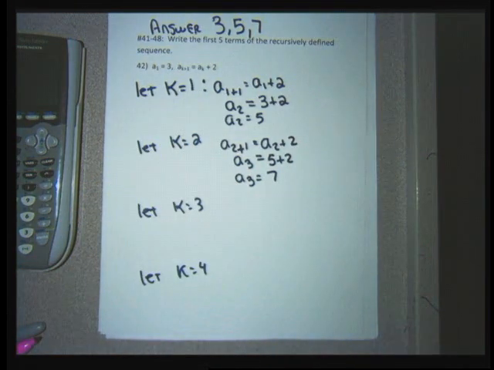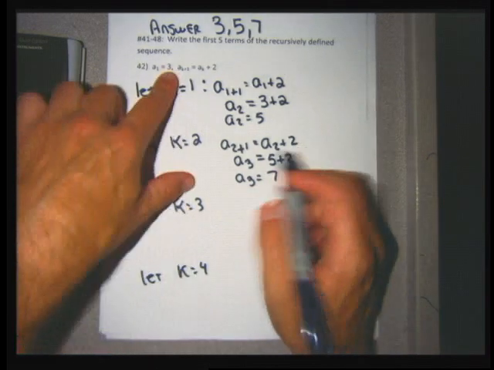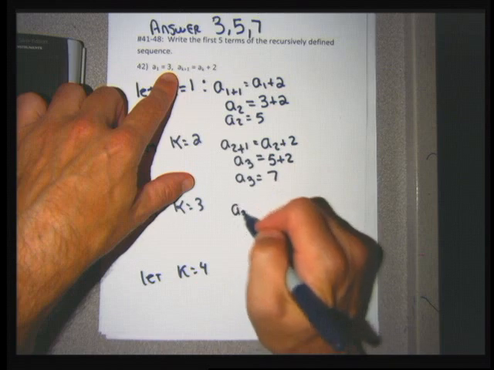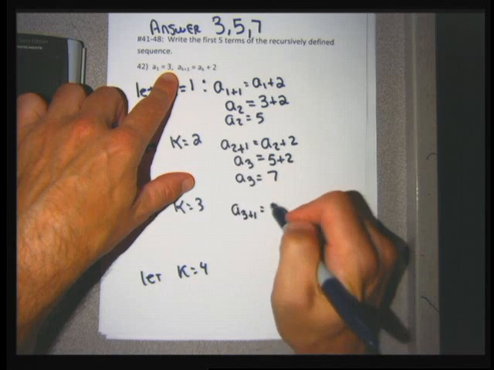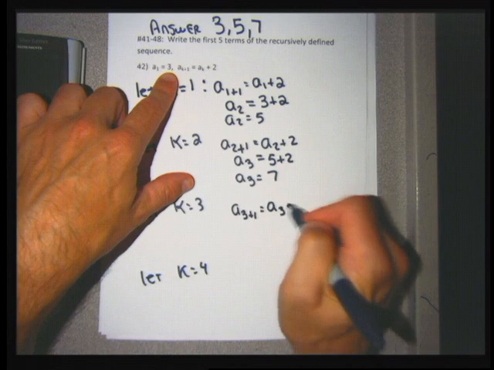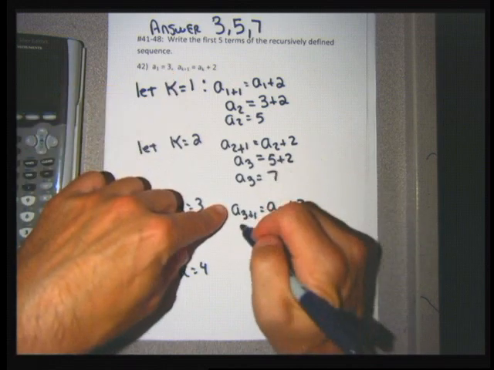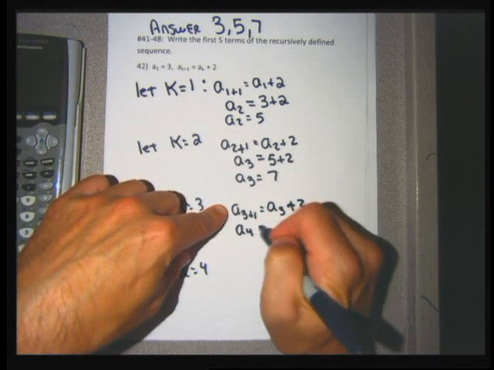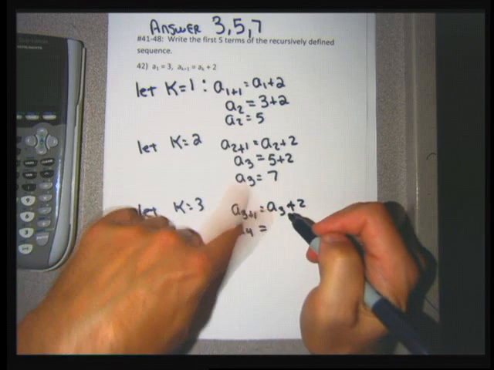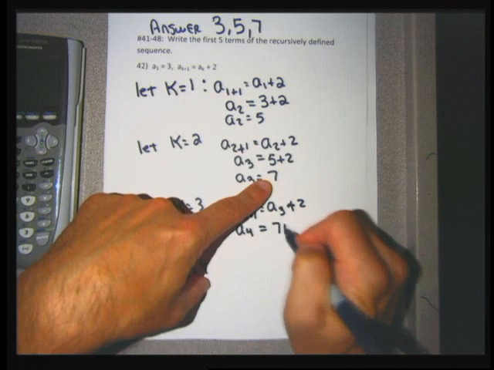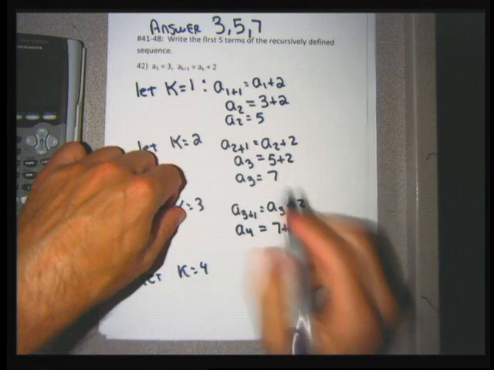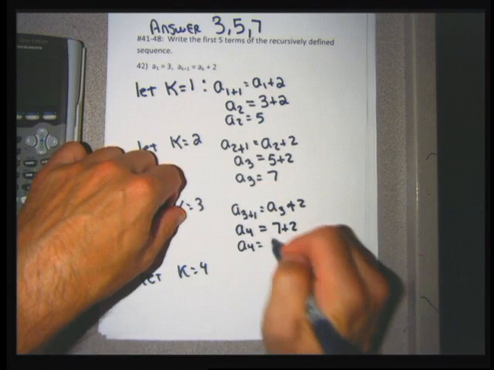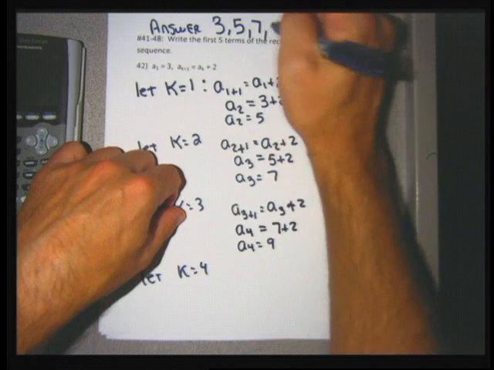I probably could write the next two down now without even doing the work because I start to see a pattern, but I'll pretend I don't see that. The next thing I'm going to do is plug in 3 for both of these k's. I get a sub 3 plus 1 equals a sub 3 plus 2. On the left-hand side, I'm adding the 3 and the 1 and getting 4. On the right-hand side, I'm going to replace a sub 3 with 7 because that's what the third term is. So I get a sub 4 equals 7 plus 2. That makes that 9. The fourth term in my list is 9.